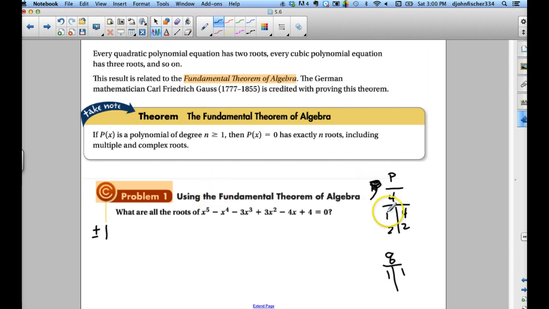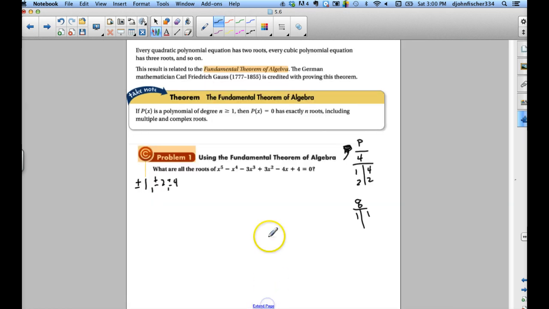And so what I did to start it off is write down my p and q. Now our rational roots would be p over q: plus or minus 1, plus or minus 2, and plus or minus 4. Now what we need to do is find our roots. I'm going to start with a number which I think might work out here. Let's try 1 first. So we're going to do 1, and then we're going to have 1, -1, -3, 3, -4, and 4.